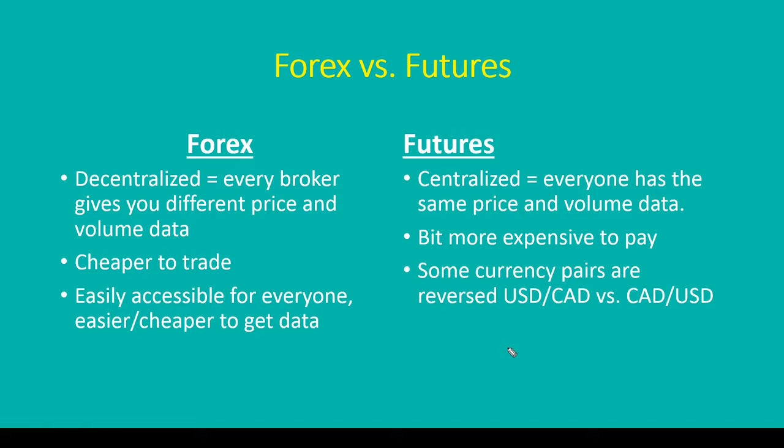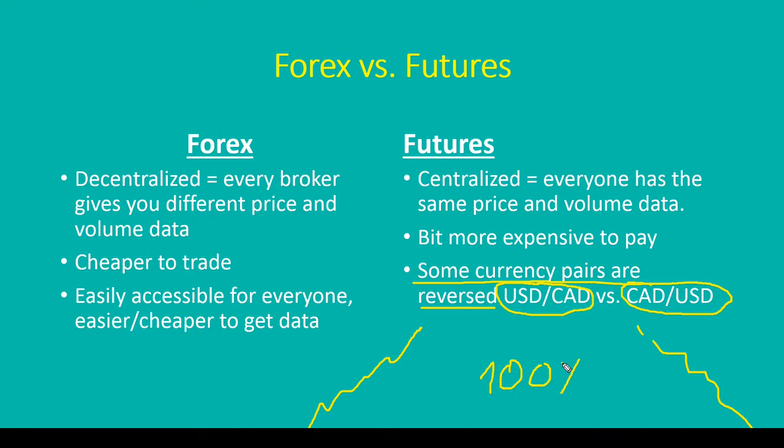Also, one more thing I would like to point out is that some currency pairs are reversed. For example, US dollar Canadian dollar is Forex, whereas on futures, it's Canadian dollar US dollar. What this means is that if Forex goes upwards, then futures goes downwards. The correlation is around 100%, I should say minus 100%, because the price goes the other way, but otherwise it moves the same.